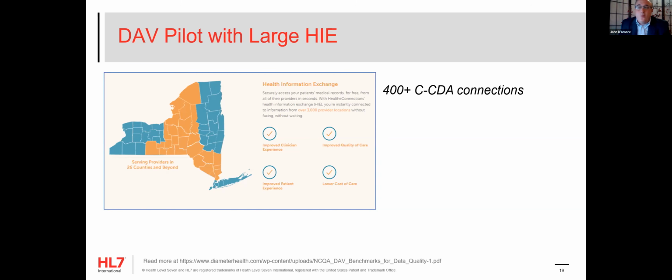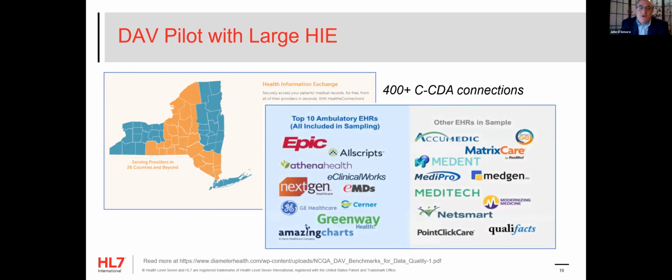And what we actually saw when we started looking at those connections is that it represents everybody that's out there in the market. We talk about some of the EHRs that attend HL7 conferences, the biggies like Epic and Cerner and Allscripts and several others.